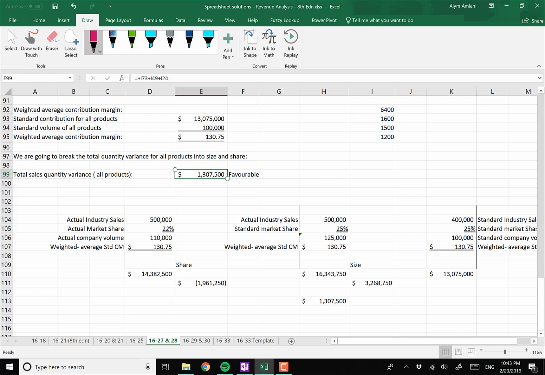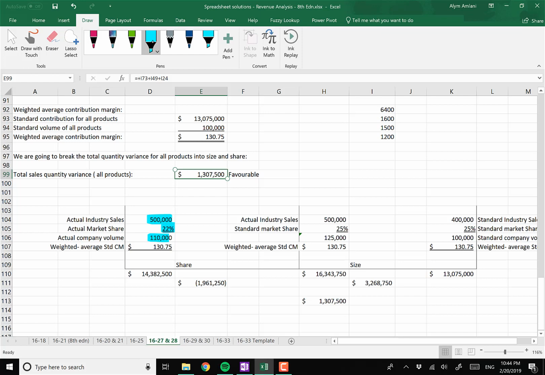$1,307,500. What we want to do is now drill down even further to explain that in the context of both market size and market share. Okay, the way we're going to do that is we start by looking at our actual industry sales of 500,000 units. Okay, now we were told that our company volume was 110,000 units, and we were celebrating that by looking at our favorable quantity variances. Okay, but when we look at it, that actually works out to a market share of only 22%.